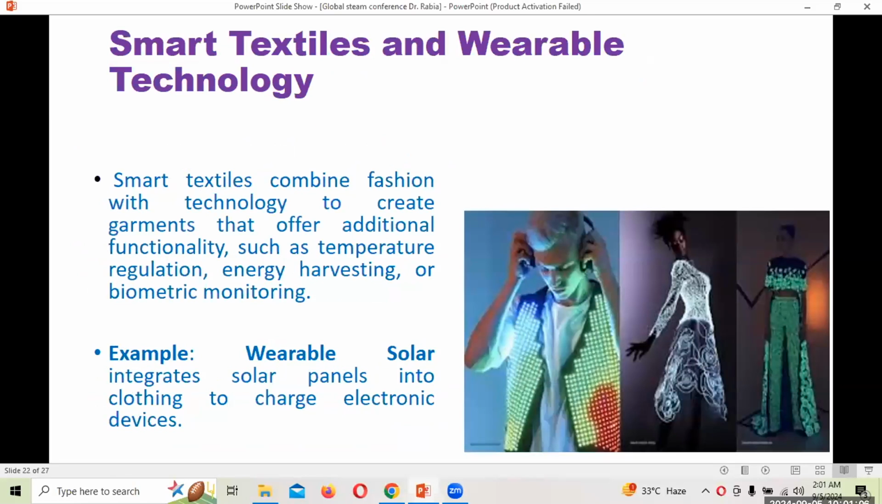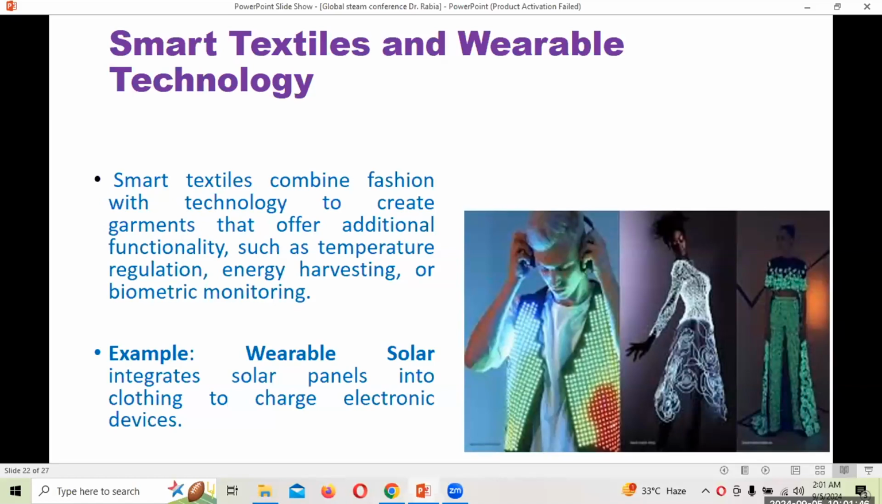Now you can see smart textiles and wearable technology. You can see different designers and artists wearing a fashionable t-shirt which changes its color with light. You can see red, green and blue colors, and this color changes only with the reflection of light. These are not different dyes used here. This is only one dye which changes its color with the light.